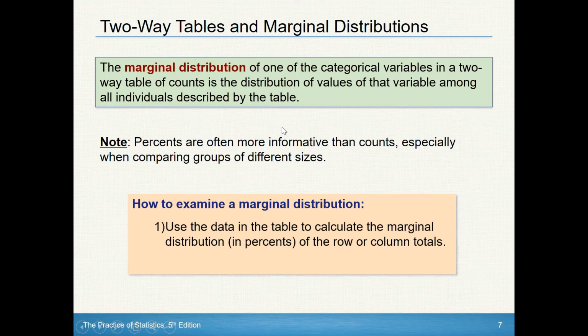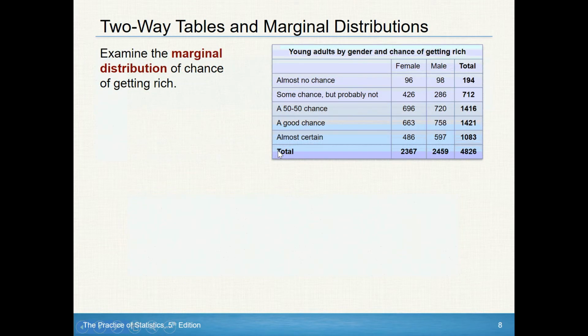So how do we do it? We use the data in the table to calculate the marginal distribution in percents of the row or column totals. And again, you have to read carefully to make sure you understand which variable it is you're looking at. And then you're going to make a graph to display that marginal distribution. That graph generally is going to be a bar graph.